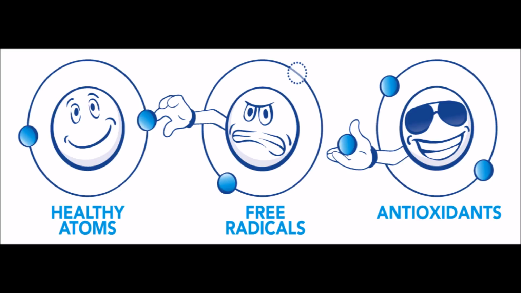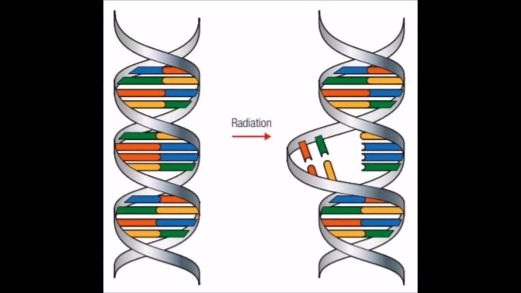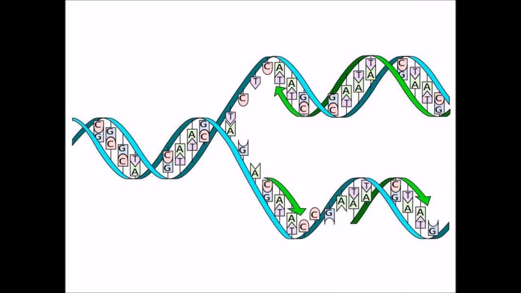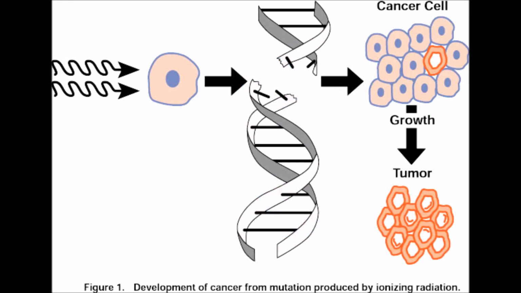For example, if the DNA in our cells is damaged in this way, this can have serious effects, as this damage will be copied thousands or even millions of times over. Many cancers linked to radiation start this way.